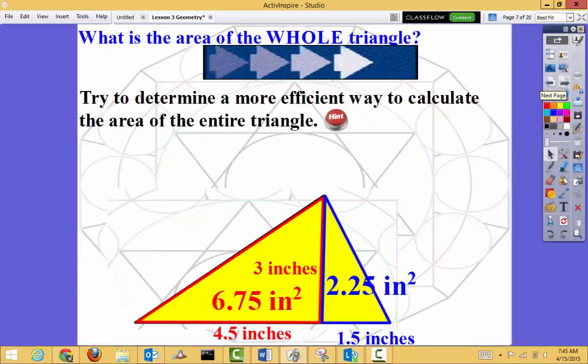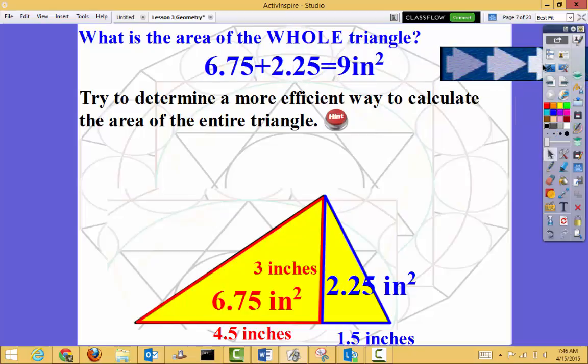Now, what is the area of the whole triangle? Well, I know the area of the red triangle and blue triangle are these two numbers. If I add my red triangle to the blue triangle, I'm going to get the whole area. So 6 and 75/100ths plus 2 and 25/100ths is 9 inches squared. Now, this was a lot of work, trying to find the area of 2 triangles instead of 1. So there must be an easier way.